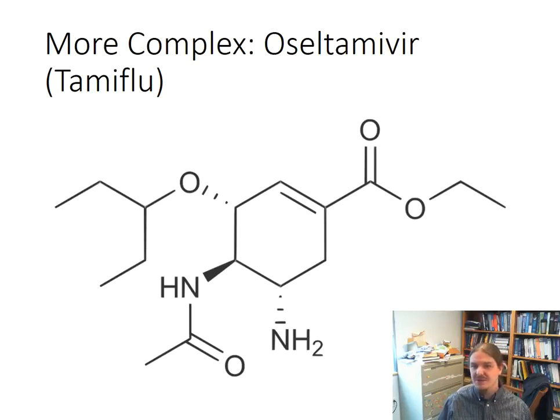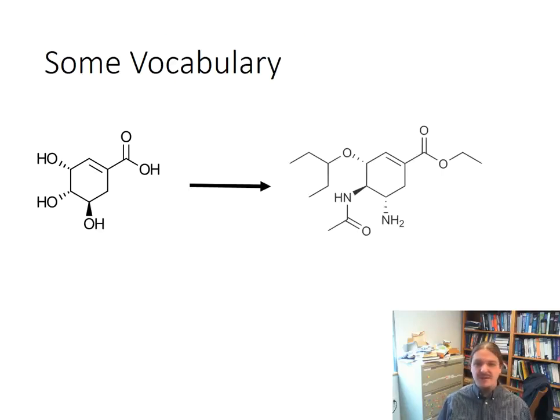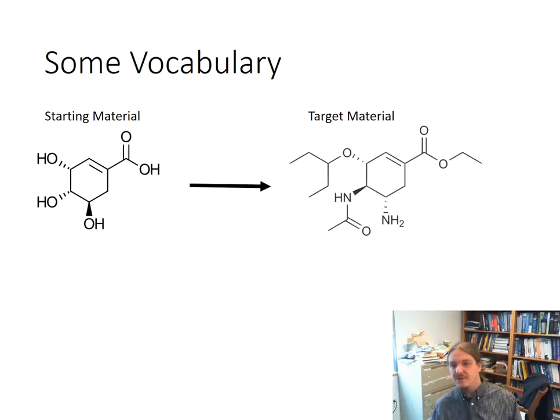Before I share some information about the synthesis of Tamiflu or oseltamivir, I want to go over some basic vocabulary. First thing I want to share with you is that in a given synthesis, the compound that we start with is conveniently referred to as the starting compound or starting material. And I'll talk about this particular starting material on the next slide. The thing we're trying to synthesize is the target material. And then the act of converting the starting material into the target material is called a transformation.